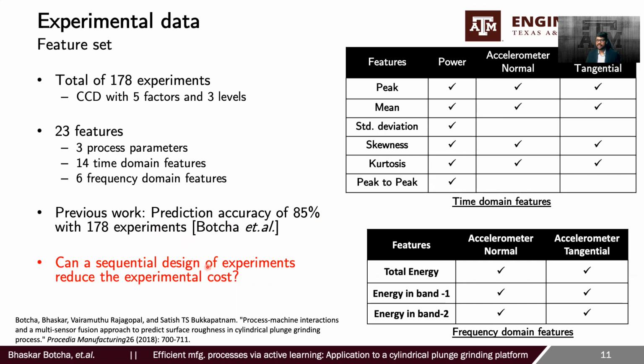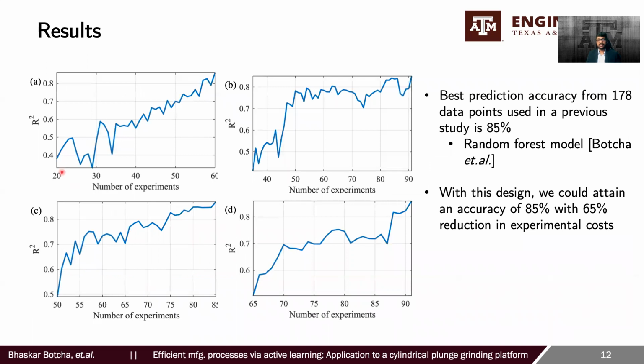So what we want to see in this study is, it's a retroactive study. The experiments have already been done. So we want to see if a sequential design can reduce the experimental cost in total. So these are the results where we started off with 20, 35, 50, and 65 initial number of points. And we let the sequential experimental design run and see where the model converges to 85% prediction accuracy.